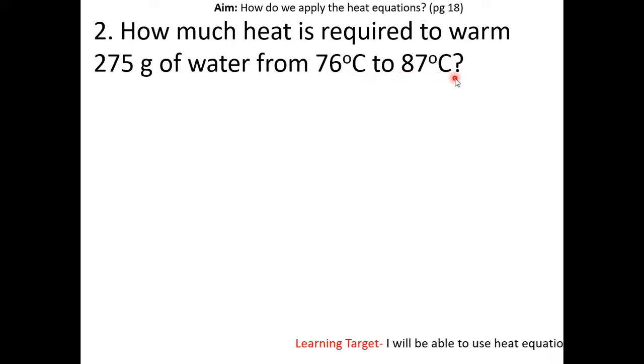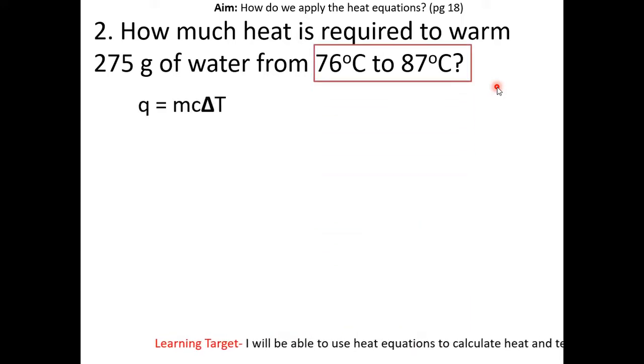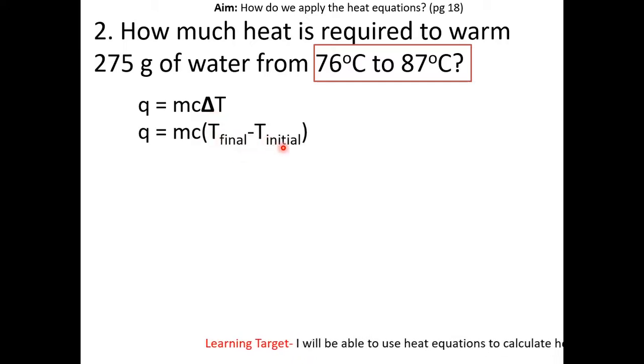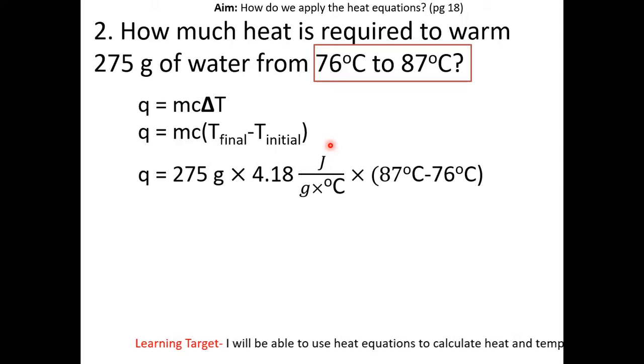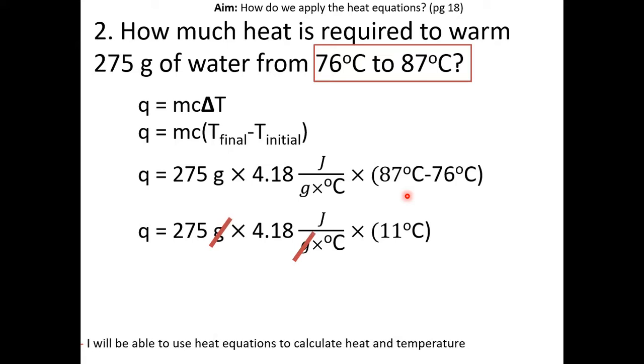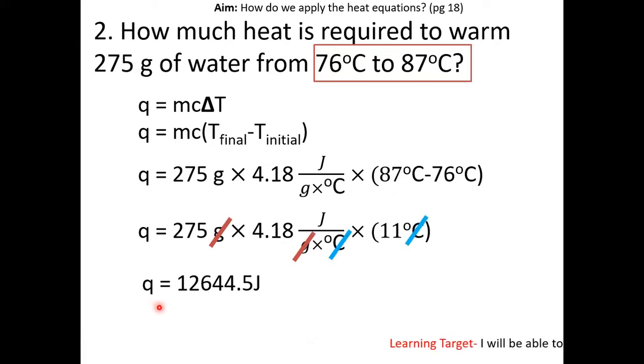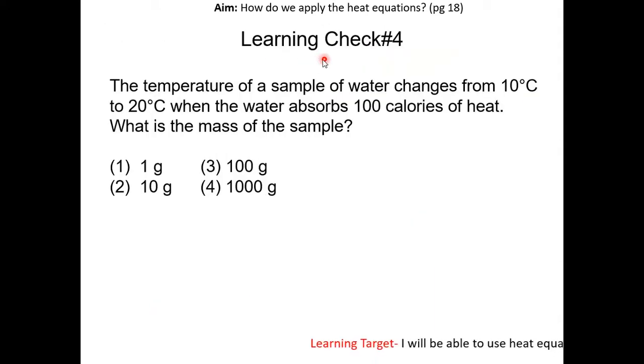Question 2. How much heat is required to warm 275 grams of water from 70 degrees Celsius to 87 degrees Celsius? Since there's a change in temperature, we have to use the equation Q equals mc delta T. In this question, we're solving for Q, which is heat. We're given the mass, which is 275 grams of water. C is the specific heat of water. You can look that up on table B in your reference table. Delta T is T final minus T initial. That'll be 87 minus 70. So once you plug into the equation, you use your calculator and solve for Q. We get Q as 12,644.5 joules.